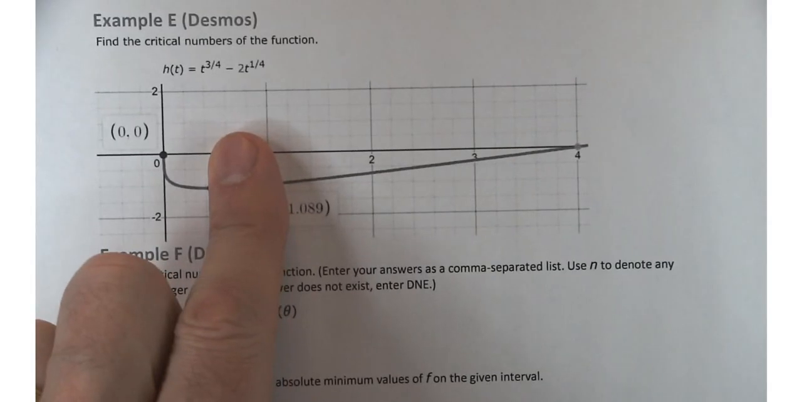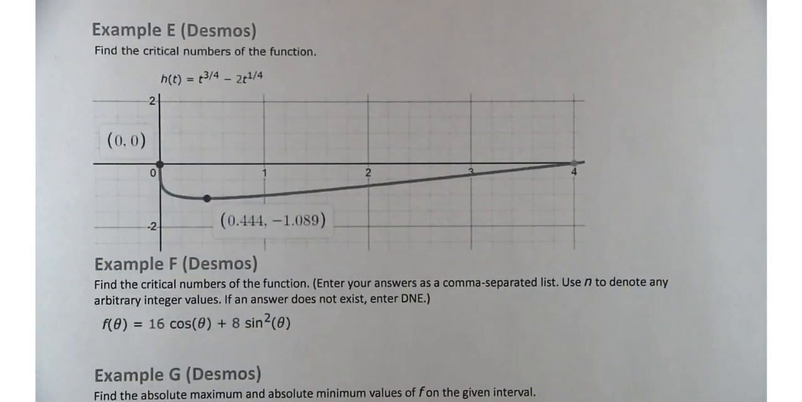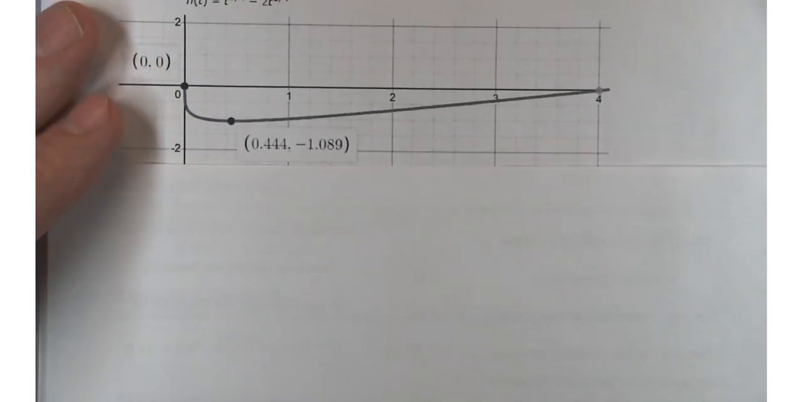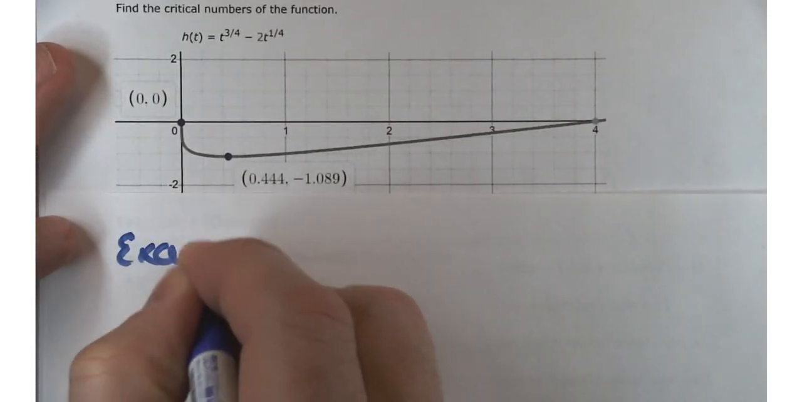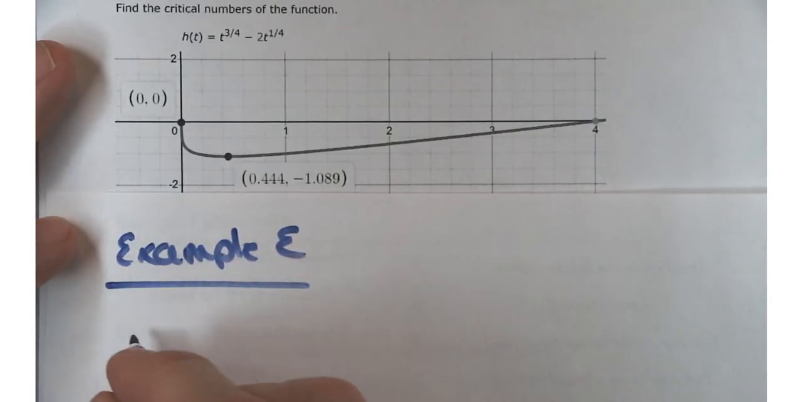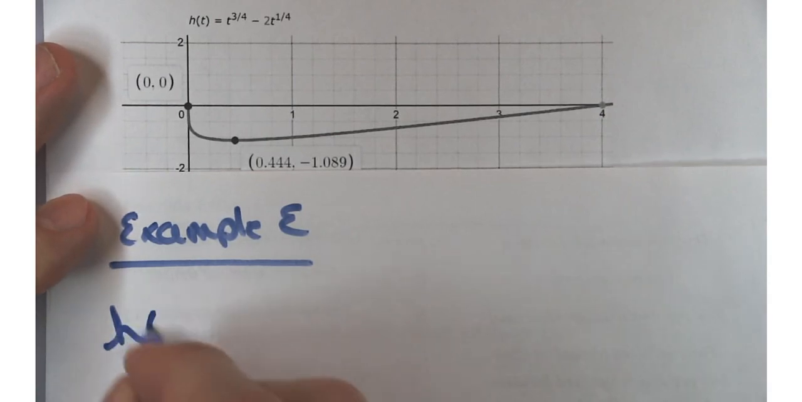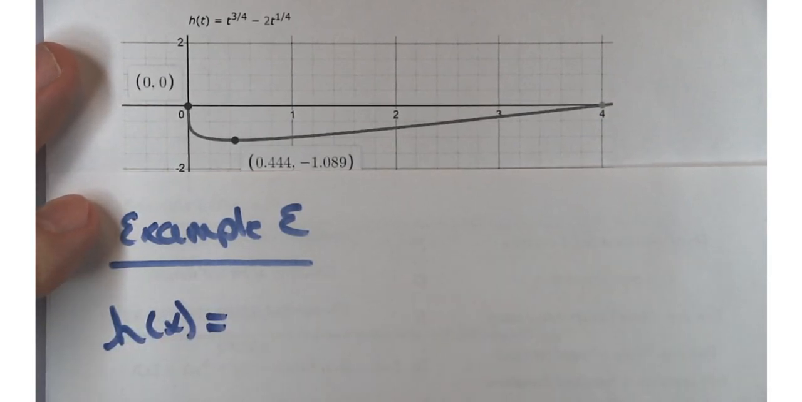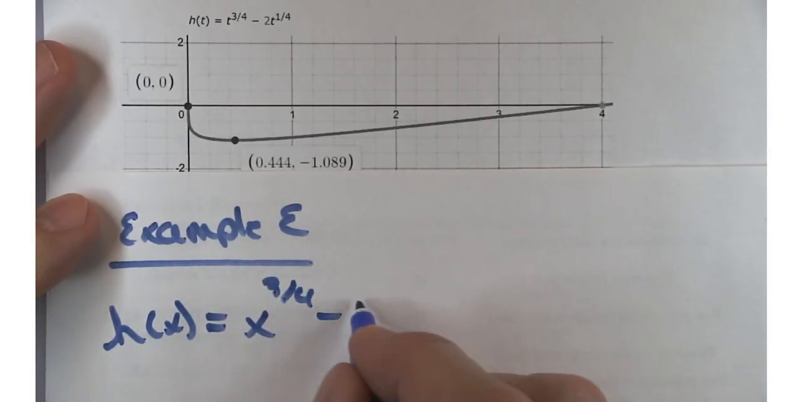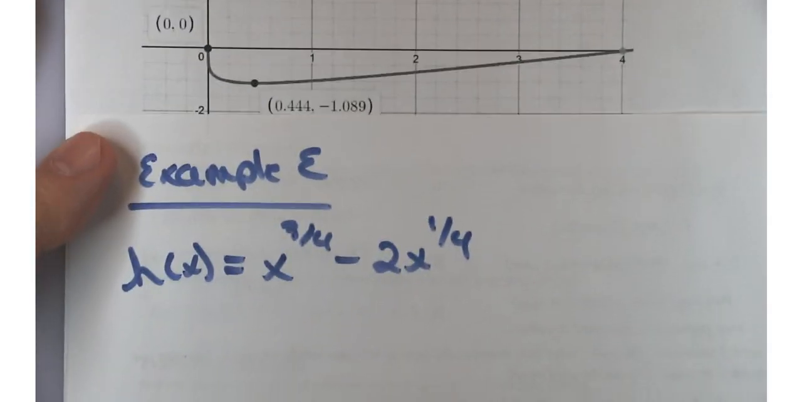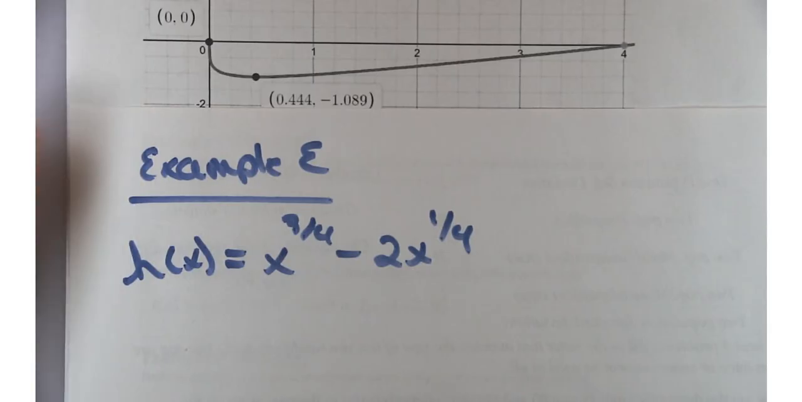Flip side here. There's a little factoring trick that you're going to pick up as we do example E. So try and figure that out. Let's roll with this one. So example E. I'm going to replace the t with an x. So I'm going to call that h of x equals x to the 3/4 minus 2x to the 1/4. And this looks pretty fine. It looks okay. No big deal.